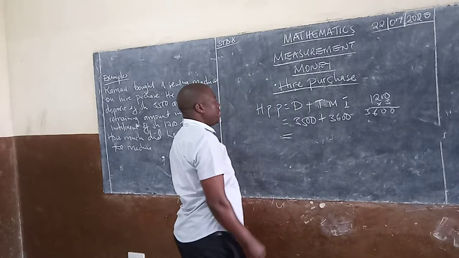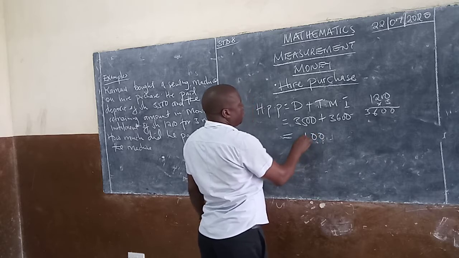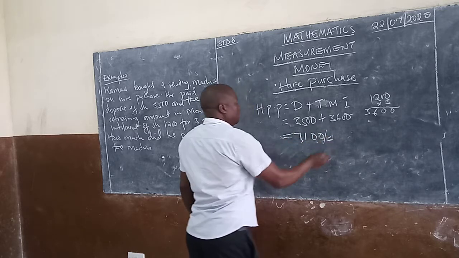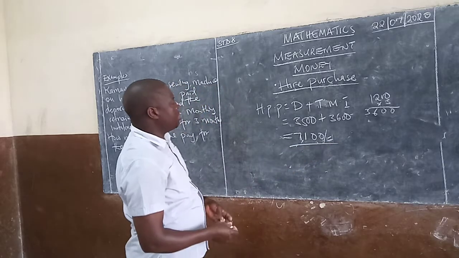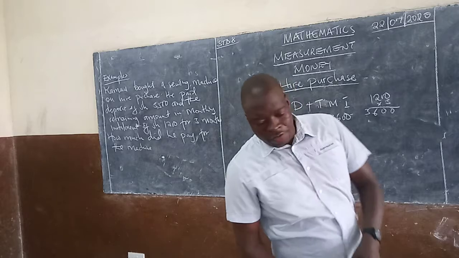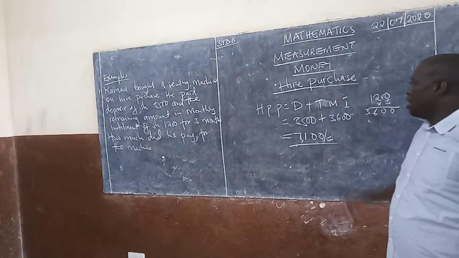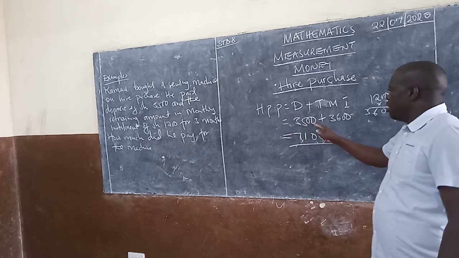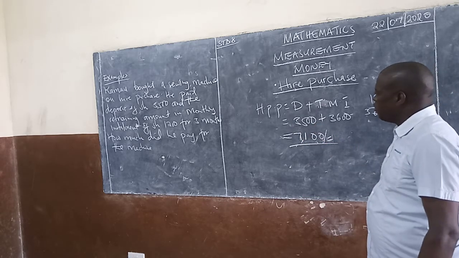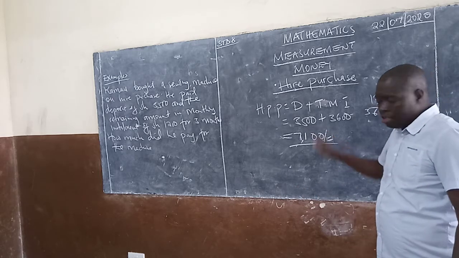So the amount that was paid is 7,100. At the end of the 3 months, Kamau paid 7,100 Kenyan shillings. We have our total monthly installments of 3,600, and we are adding it to the deposit, the money paid at the beginning before he was given the item, which was 3,500.